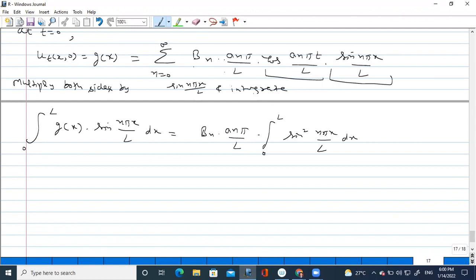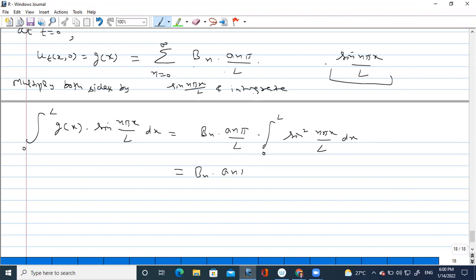Because g(x) is at this point now, this will be cos 0. So here it will be 1, and 1 means it will be gone from here. Understood? Because here I am putting t equal to 0, so cos 0 will be 1. So only this much is remaining, and this value will be L by 2.